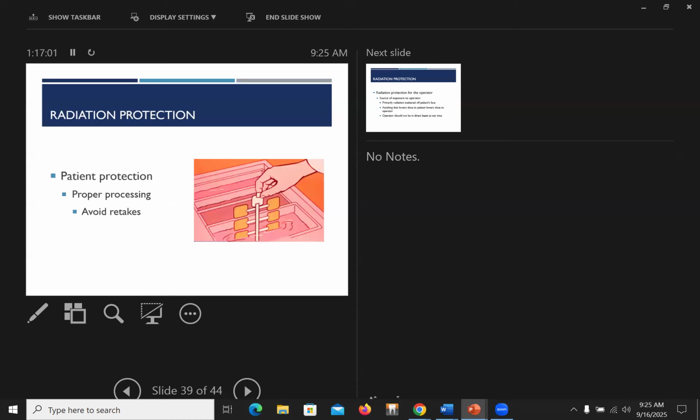Okay. Patient protected processing, avoiding retakes. This is also very antiquated. I don't have any questions on processing and how to do it. But back in the day, if you processed it wrong, if you opened it up in the light area, you'd ruin the film and then you'd have to re-expose the patient. So it used to matter more before digital.